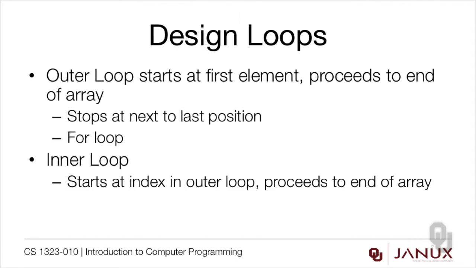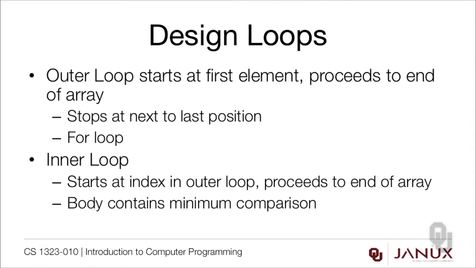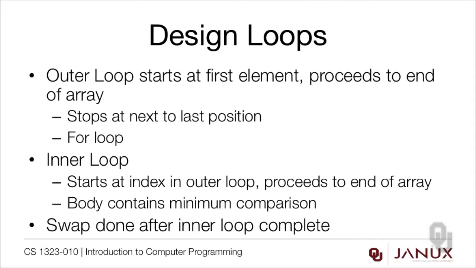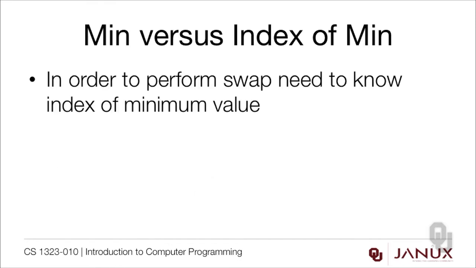Let's think about the inner loop for a minute. It starts at the index of the outer loop. That's the triangular part, and it proceeds to the end of the array. The body contains the minimum comparison, and the swap is done after the inner loop is complete. So that really describes the structure of the code very well. Now, if you're wondering where I got that from, I got it by looking at the example and drawing conclusions from it.